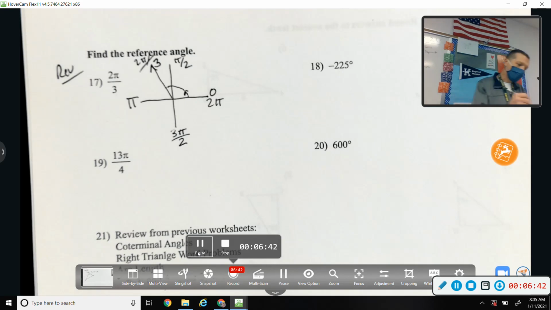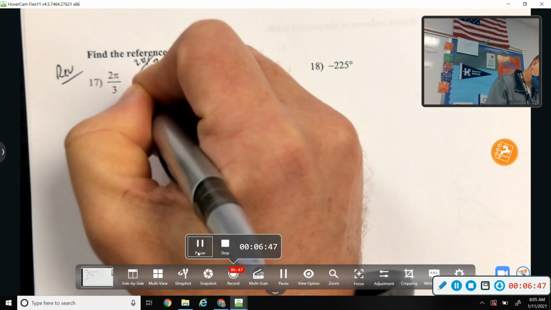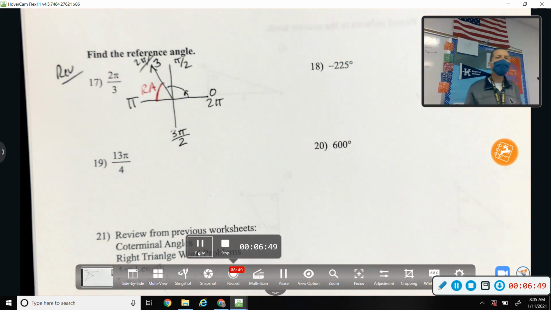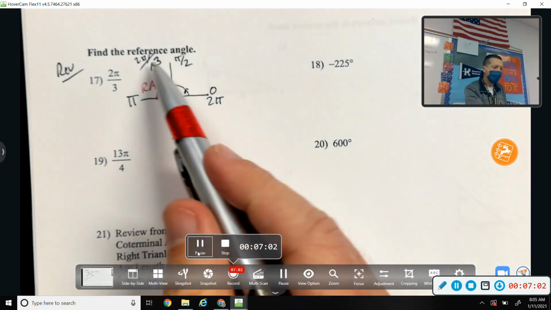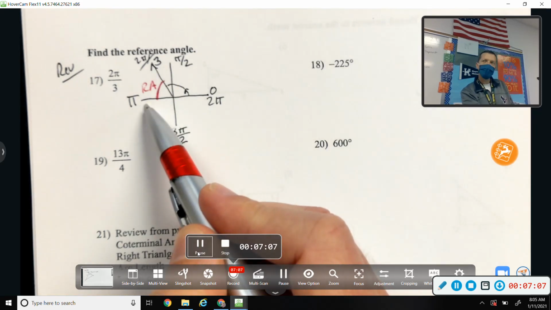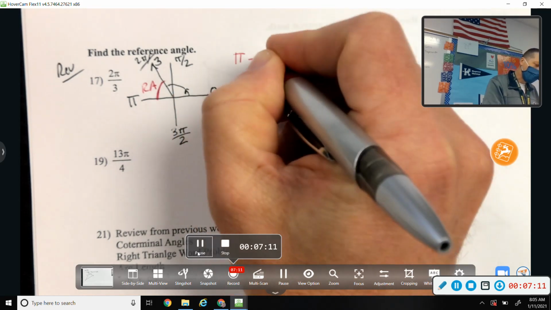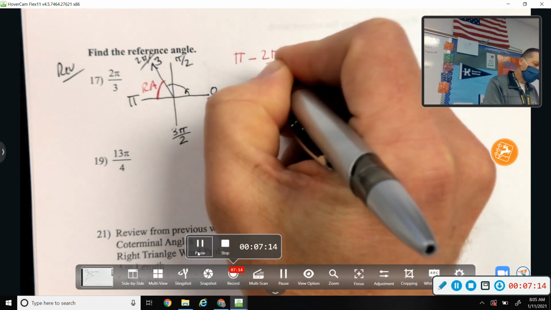Reference angle is to the nearest x-axis. So that would be sort of the picture of the reference angle. So I need to figure out how much farther I need to go to get to pi. You can set up a subtraction problem, or most of you can probably just think through it: if I'm at 2/3, how much more do I need to go to get to 1? 1/3. So if you want to show the work, it's pi minus 2 pi over 3.